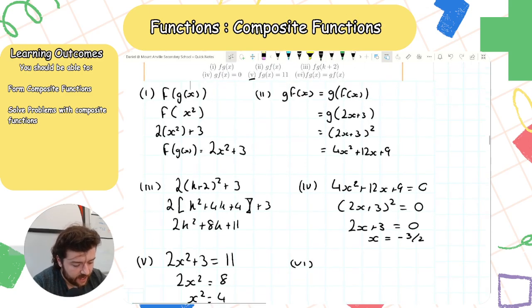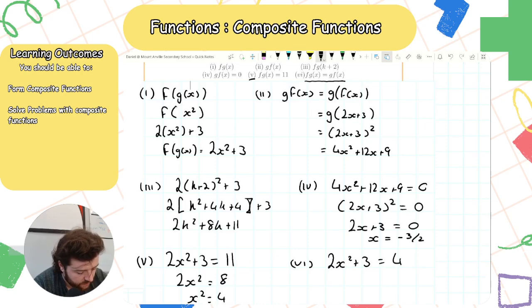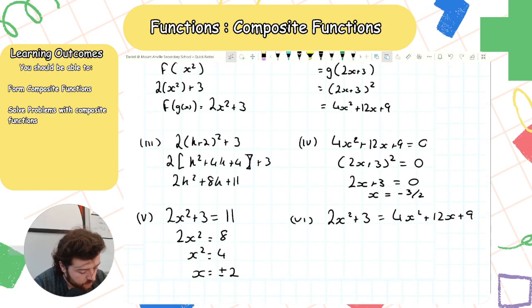Finally, the last one here. We want to find the value for x for which f of g of x and g of f of x are equal. So 2x squared plus 3 equals 4x squared plus 12x plus 9. Bring everything over to one side. I get 0 is equal to 2x squared plus 12x plus 6. I can divide across by 2 to make it easier.